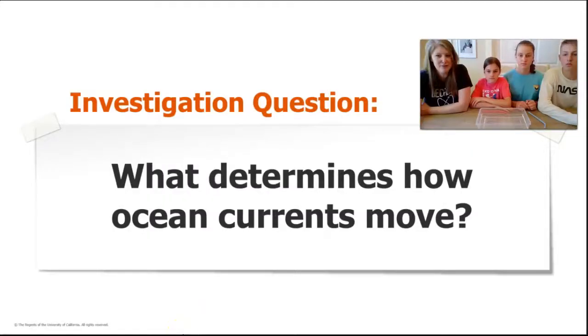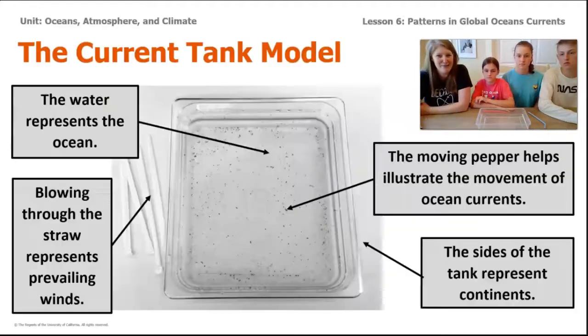Scientists use models to learn about the things that they can't observe directly, and so we're going to use this model to learn about prevailing winds. And this is the question that we're trying to answer. What determines how ocean currents move? You read an article about ocean currents and about the Gulf Stream. You did an exploration on the sim, so this is a chance to do an exploration in real life.